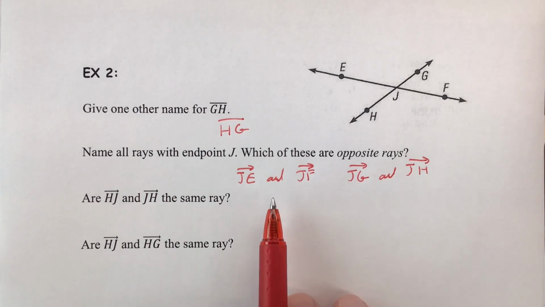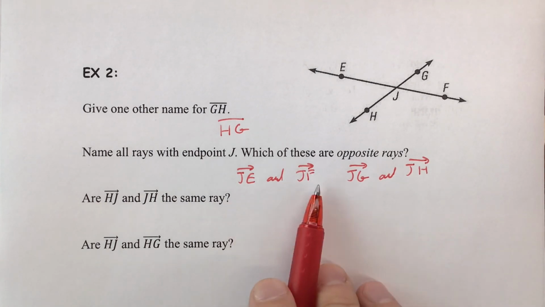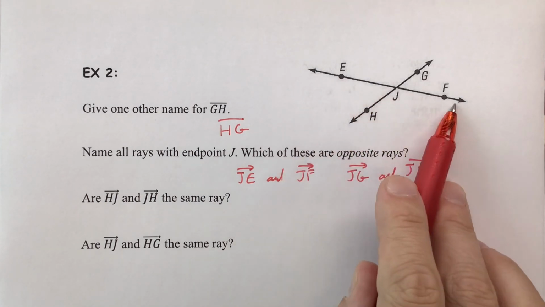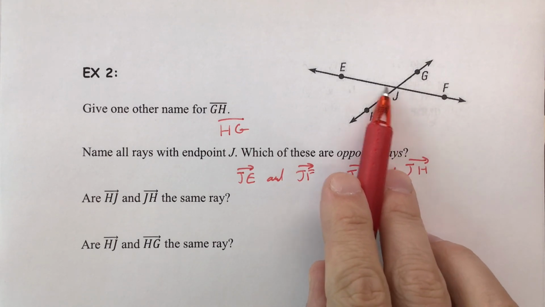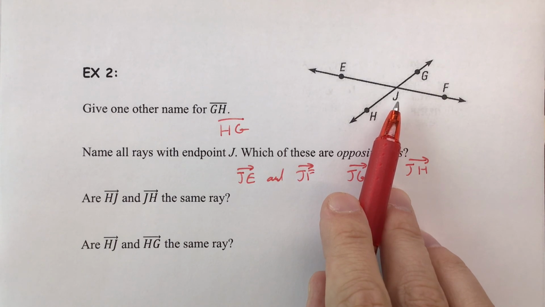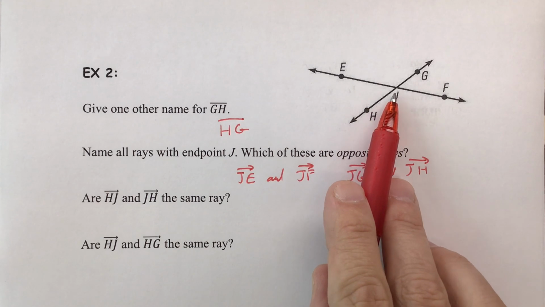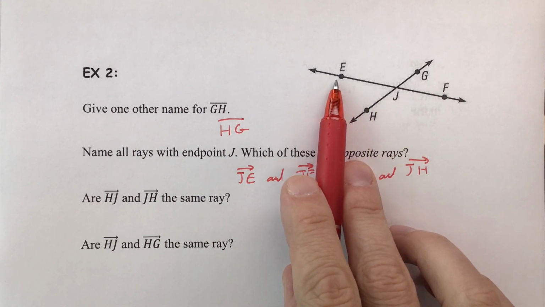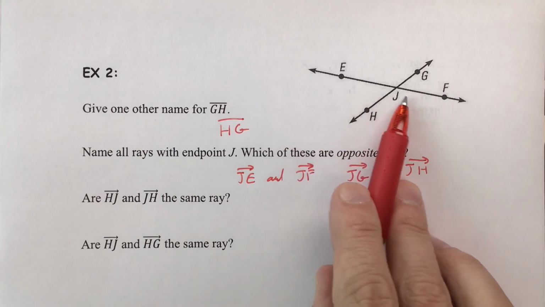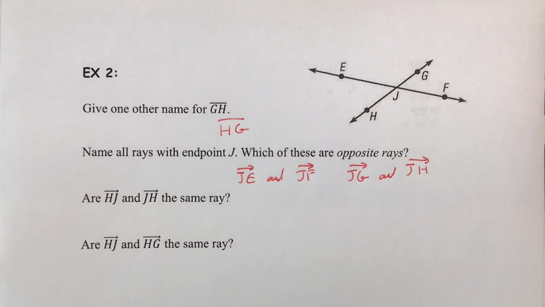Now, these examples use the exact same endpoints with each other. Let's take a look at the first two here, JE and JF. They both start at J and they go in opposite directions. The only part that contributes to these being opposite rays is the fact that they go in opposite directions. So if I have ray JE, opposite to that is also going to be EJ. So they can have some overlap. You can even have maybe some spacing between them. As long as they go in opposite directions, they will be considered as opposite rays.